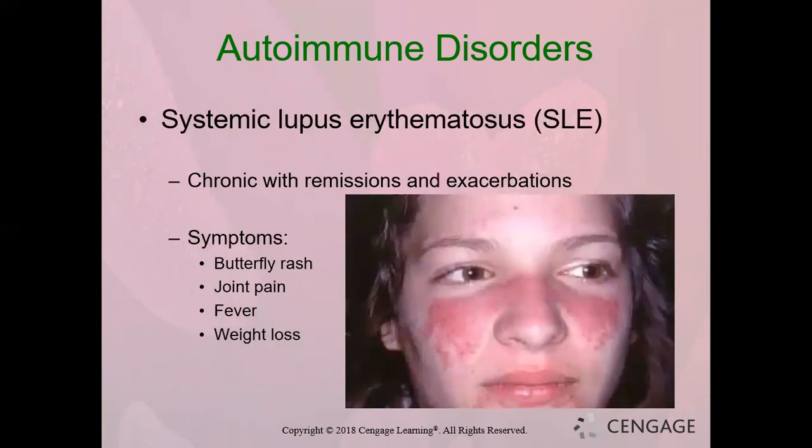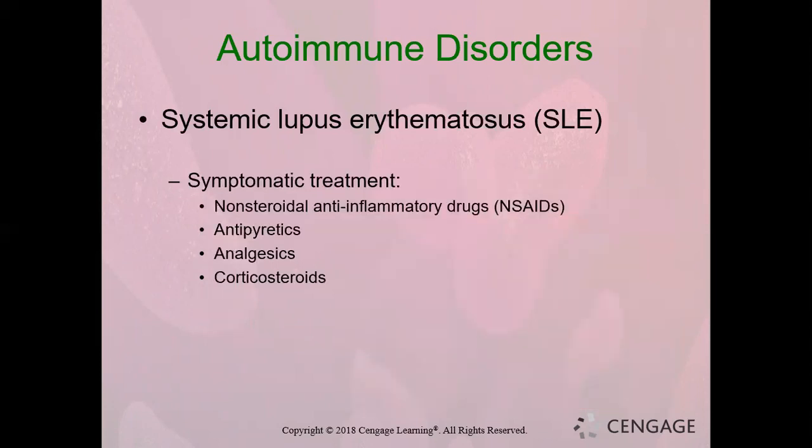Here is the butterfly rash that is pretty characteristic of lupus. I have seen this on people also, and it's not always this pronounced. It might be just a very, very faint red rash that looks like a butterfly that goes across their nose and under their eyes. They're going to have weight loss, fever, joint pain, and this one also will have periods of remission and exacerbation. They're going to take anti-inflammatories, things to help with the fever, pain medications, and again, corticosteroids to help bring down that inflammation.